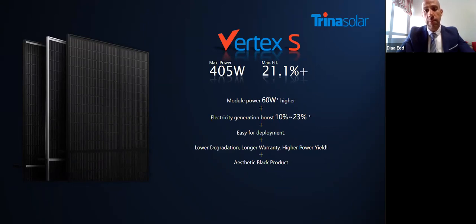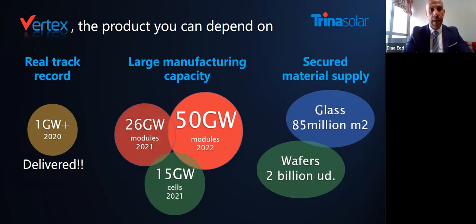The electricity generation cost is reduced around 10% to 23%. It's easy for deployment because it's very small. One person can handle one panel, can carry it in your hand and leave. It's very light and very unique. Then it has very low degradation and a longer warranty with higher efficiency, 21.1%, thanks to the technology of the 210. And it comes in two types, the full black frame and the standard module frame.